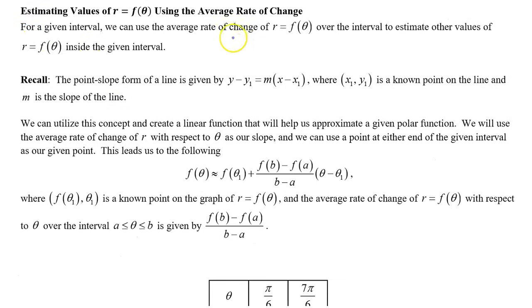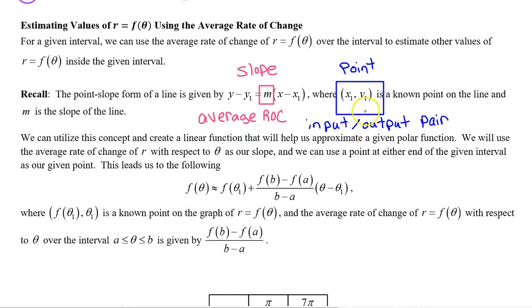In previous units, we learned how to use the average rate of change to estimate the value of a function. Our strategy was to write the equation of a line in point-slope form and then use that linear equation to estimate the value. We love to use point-slope form because all we need is a point and the slope. For the point, we can use any known input-output pair of the function, and for the slope, we use the average rate of change on the given interval.